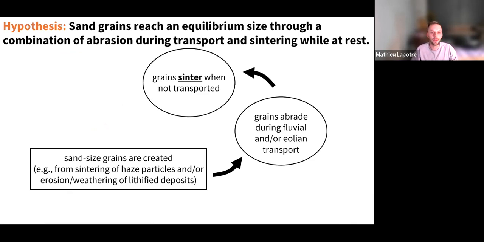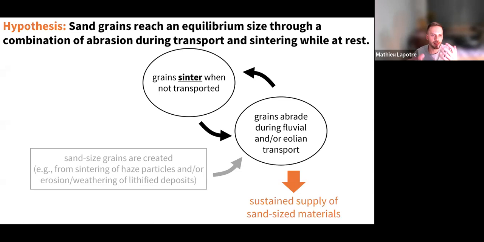We're not envisioning the grains to grow through precipitation here, but rather through a diffusion-controlled coalescence of small grains into larger grains over time. And as grains episodically sinter while at rest and abrade while in transport, episodic transport may then conspire to produce a sustained supply of sand-sized materials that maintain an equilibrium grain size.